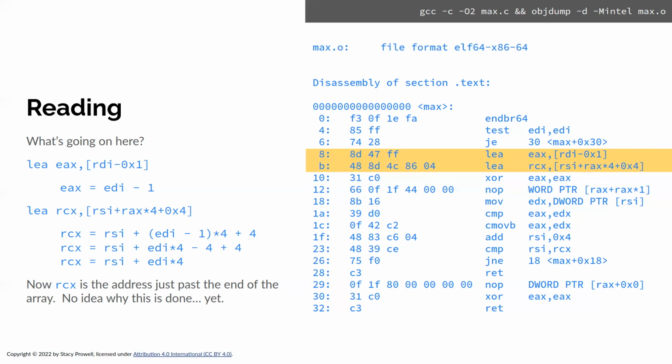Suppose our array had one thing in it. So the count, EDI, was 1. We take the start of our array and add 1 times 4 to it. And so we've just skipped over the 4-byte one thing in our array, and we're pointing past the end of our array. So that's kind of weird. Don't know why they're doing that yet, but I'm willing to go along and see if it makes sense later.